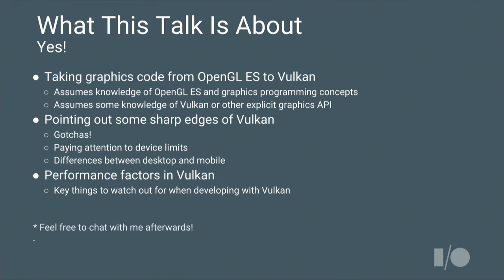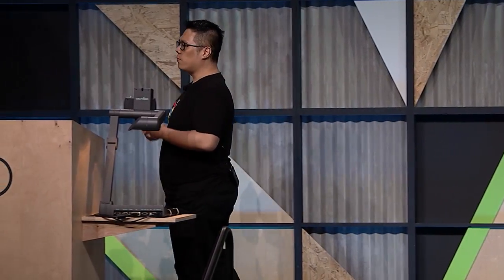And since Vulkan is definitely new, there are some sharp edges in Vulkan, and I try to point out the gotchas and why it's important to pay attention to things like device limits and the differences between desktop Vulkan and mobile Vulkan. And there's a short section on the things to consider if you're looking for performance in Vulkan. And again, these are kind of heavy topics, so if you find me say something that's weird and it's confusing, please find me afterwards, and I'll be more than happy to clarify them.